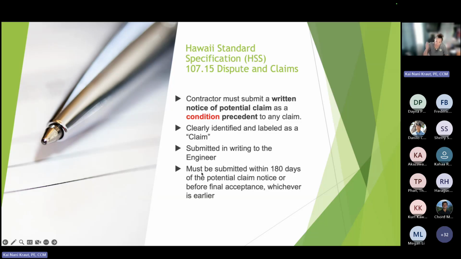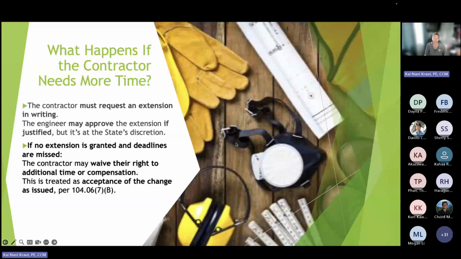All of that information, again, in 107, we'll take a deeper dive and follow on, must be submitted within 180 days of potential claim or before final acceptance, whichever is earlier. Okay, so we cannot waive these. These are our conditions. If they don't do it, it can be denied in totality. What happens if the contractor needs more time? What if we need more time?